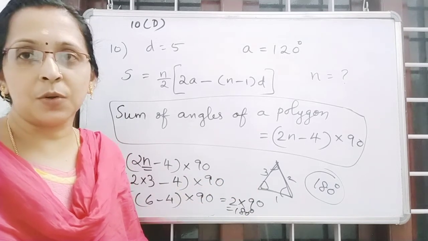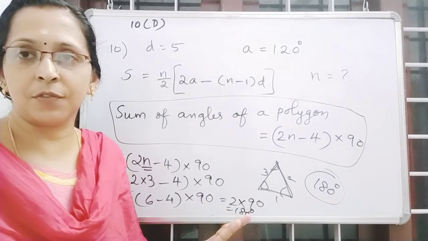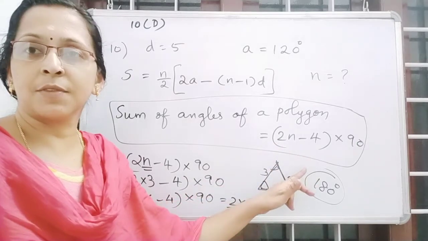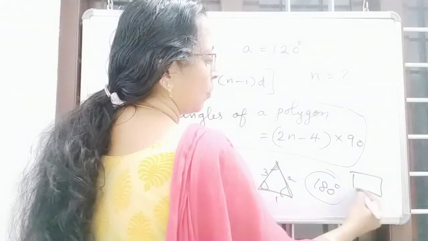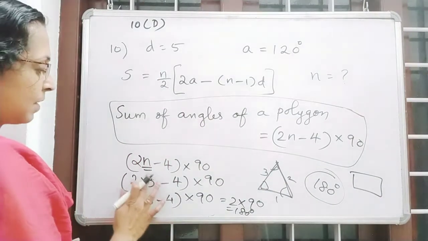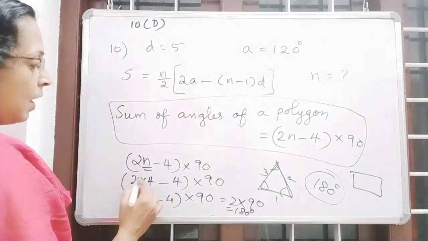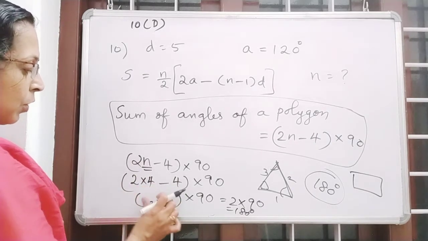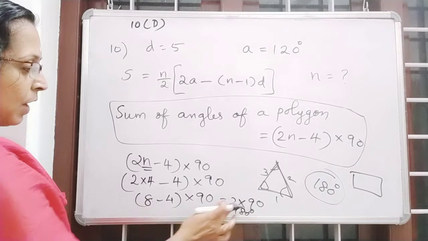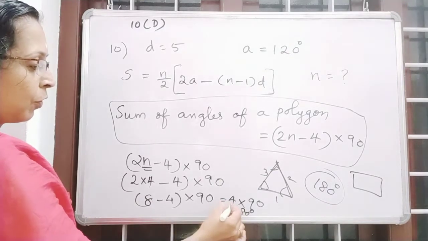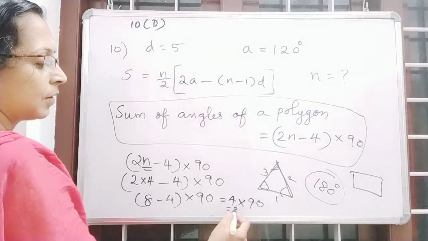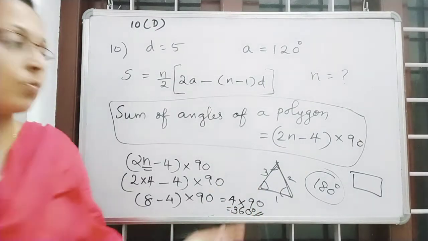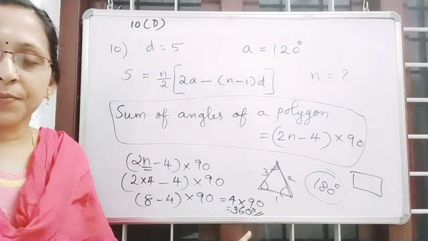This is a 4-sided figure, no? Rectangle, square, all are 4-sided figures. So how can we find using this method? 2n minus 4 into 90 is our formula. So how many sides are there? 4 sides are there. So instead of n, we can replace it with 4. 2n minus 4 into 90. So 2 into 4 minus 4. 2 into 4 is 8. 8 minus 4 is 4. 4 into 90. 360, no? So the sum of angles of a 4-sided figure is 360 degrees.